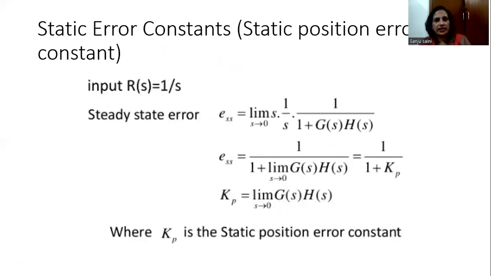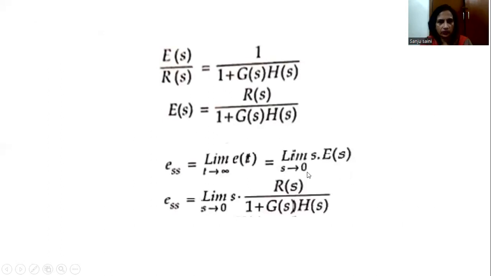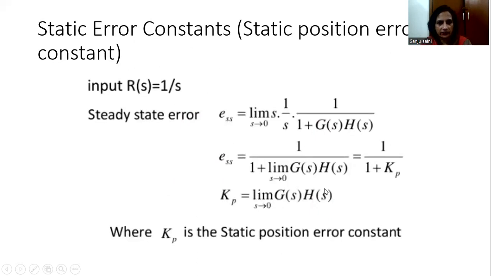Now comes the static error constant. Since the steady state error we have already defined, it is given as equal to the limit of s into R(s) divided by 1 plus G(s)H(s) as s tends to 0. If we are taking R(s) equal to 1 by s, so s into R(s) is s into 1 by s, times 1 by 1 plus G(s)H(s). Its limit as s tends to 0 is the steady state error.